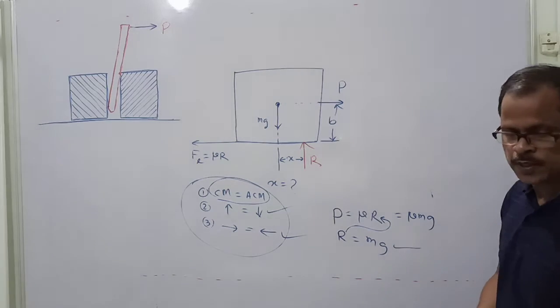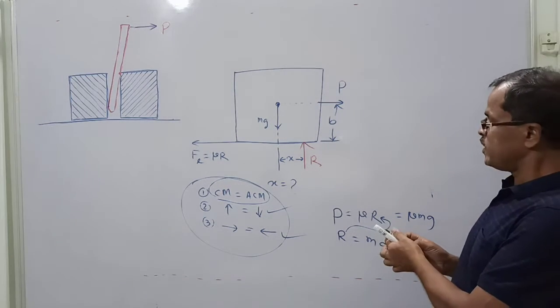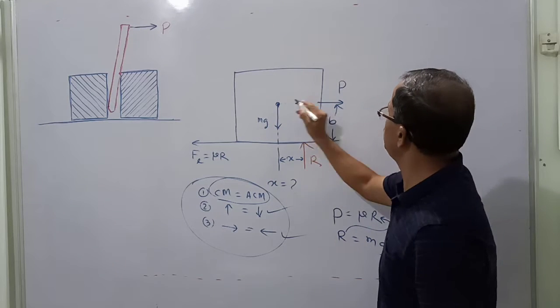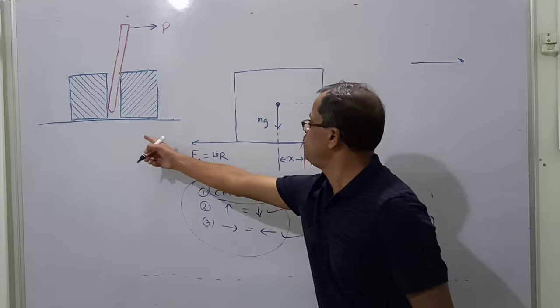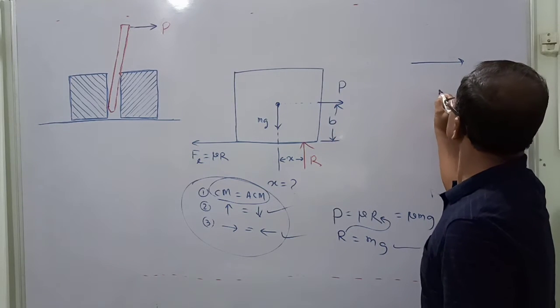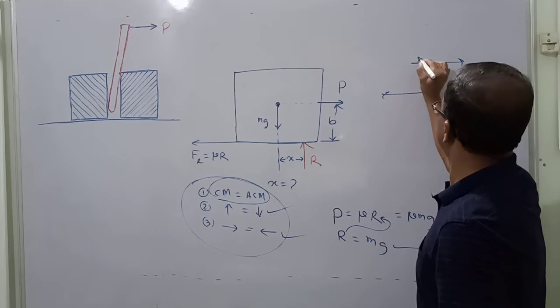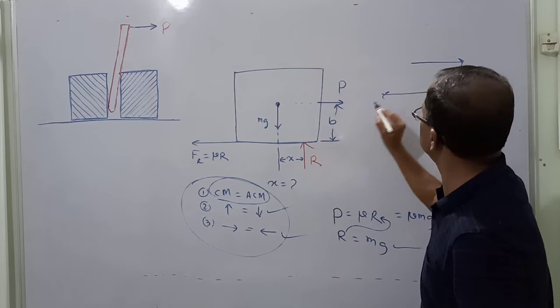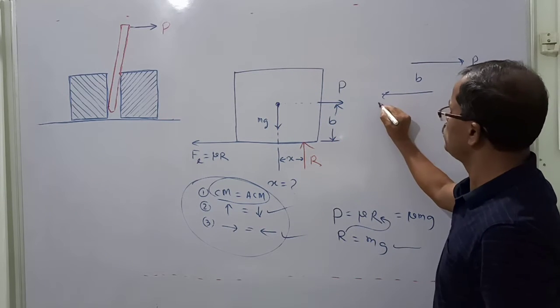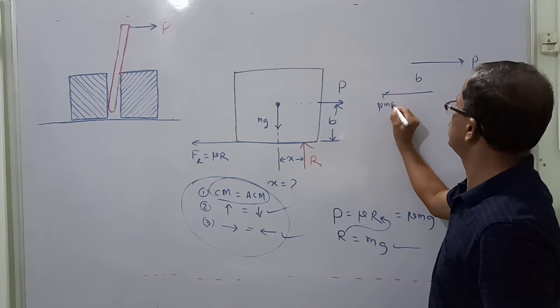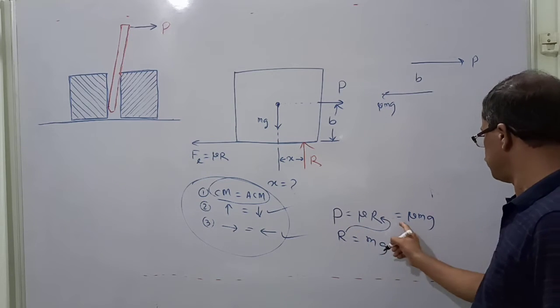Now come to this problem here. So why clockwise moment, anti-clockwise moment? Because P is acting here. Look, P is acting here to right, and mu R is acting to left, but they are not collinear. What is the distance between them? The distance between them is B. So this is equal to P. This is equal to mu R. Mu R is equal to mu mg. So P is equal to mu mg.